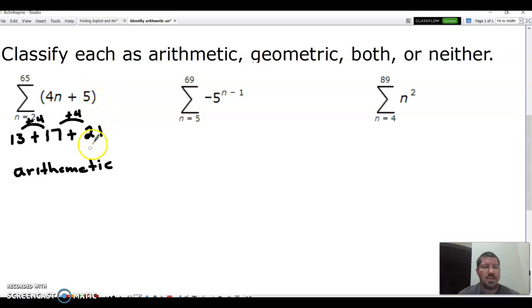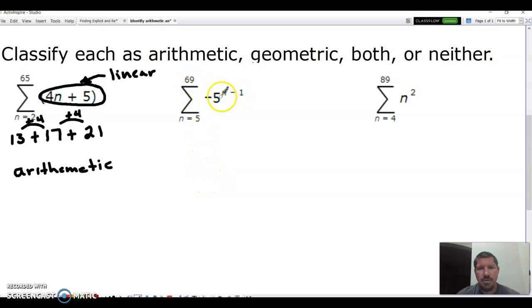Okay, really think of arithmetic as linear. If I see a linear function, then it's going to be arithmetic. You should have picked that up from the earlier video.